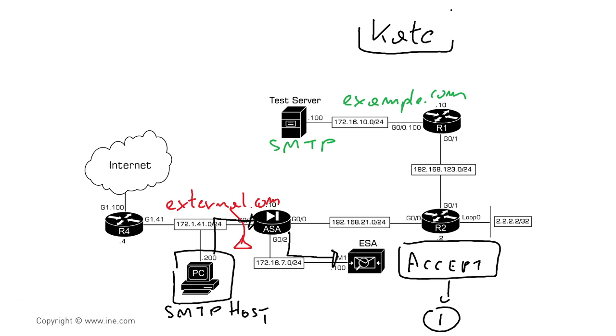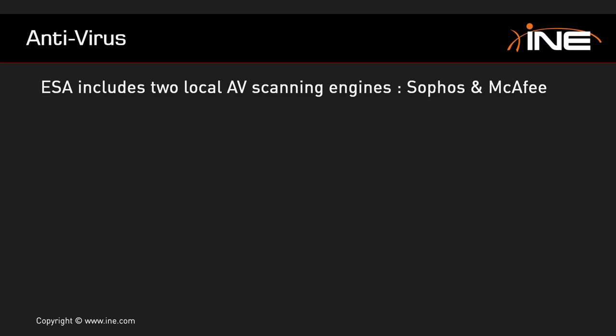Alright, I'm going to start with the antivirus engine. We have two scanning engines available locally. You can look for viruses using Sophos or McAfee. It is possible to use both engines at the same time, in which case the device is going to first scan the message using McAfee and then Sophos.